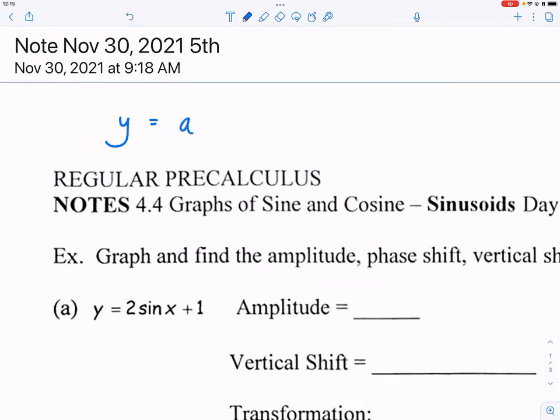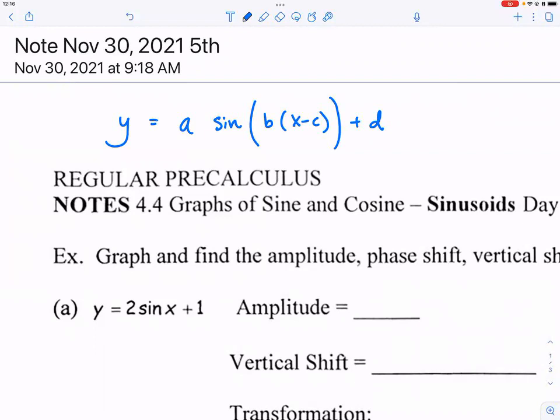y equals A sine of (Bx minus C), close parentheses, plus D. A times sine of B(x minus C), close parentheses, plus D. Does it look familiar? A little bit? Where have you seen it before? Algebra 1 or 2. You should have seen this from Algebra 2, when we did all those absolute value functions, quadratic functions, square root functions. We have all those transformations, remember?